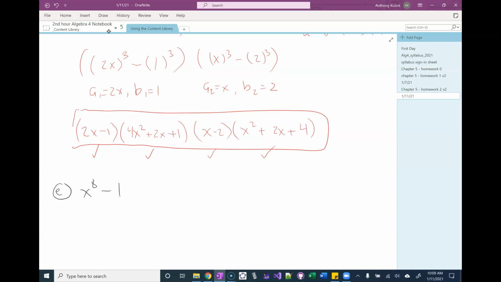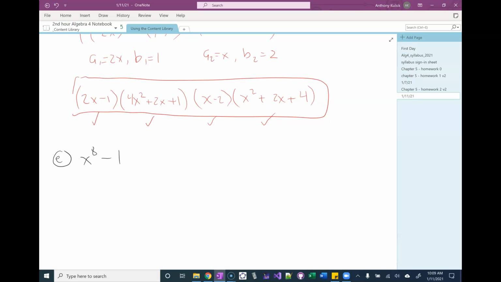Difference of two squares. Great. Is this a difference of two squares? Yes. Okay. So how do I rewrite x to the 8th as something squared? Good. x to the 4th squared. Now how do I rewrite 1 as something squared? 1. So this can become x to the 4th minus 1 and x to the 4th plus 1.